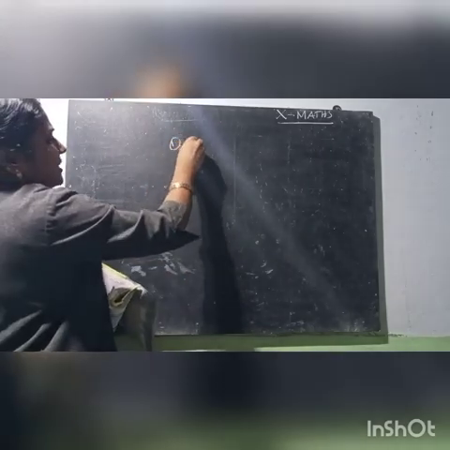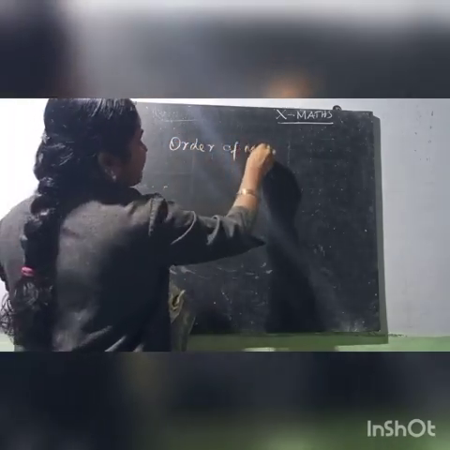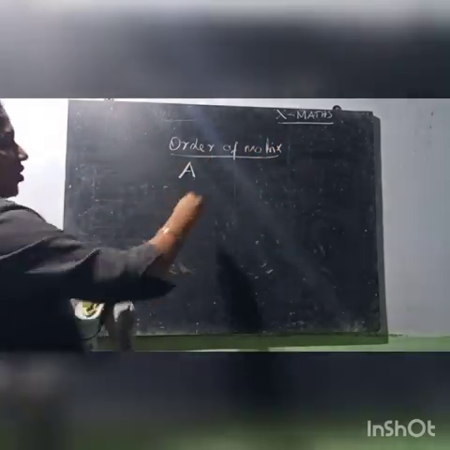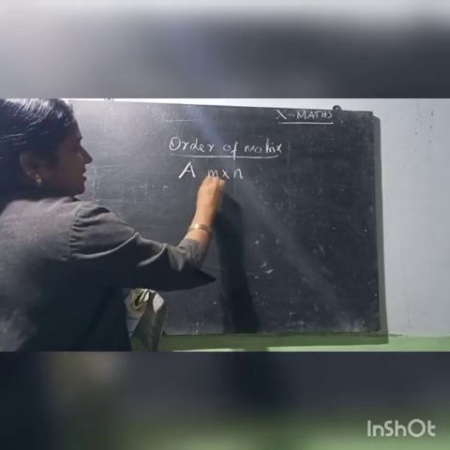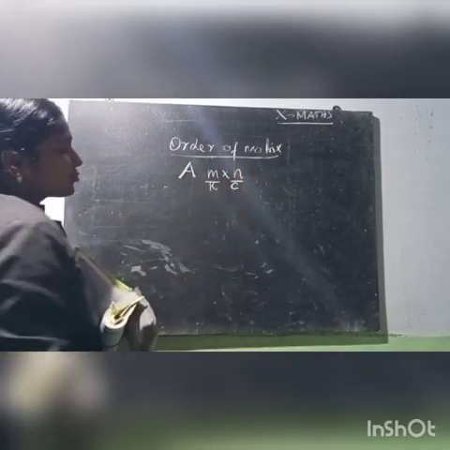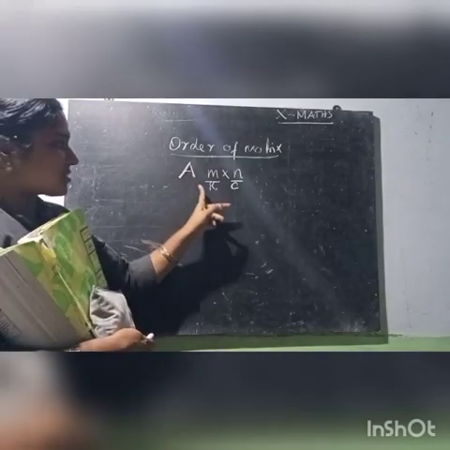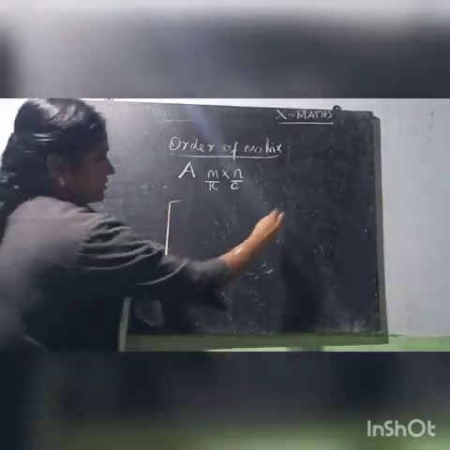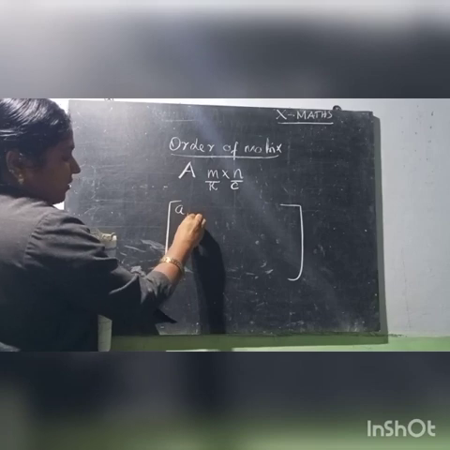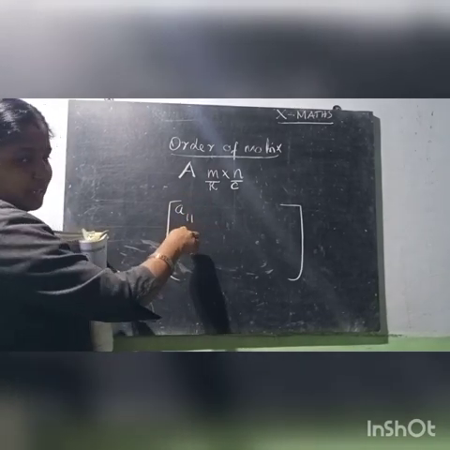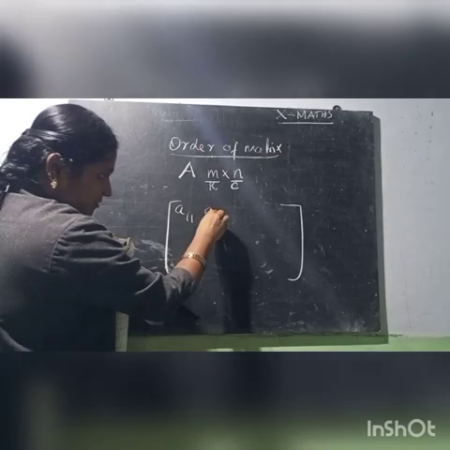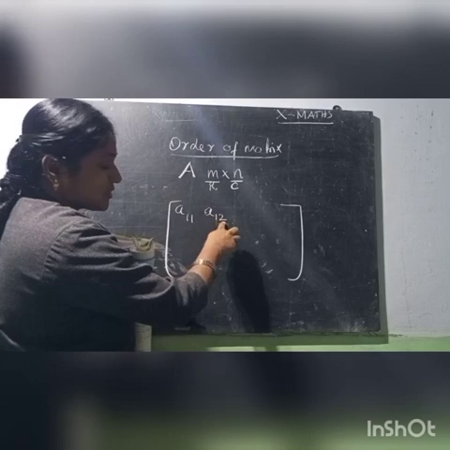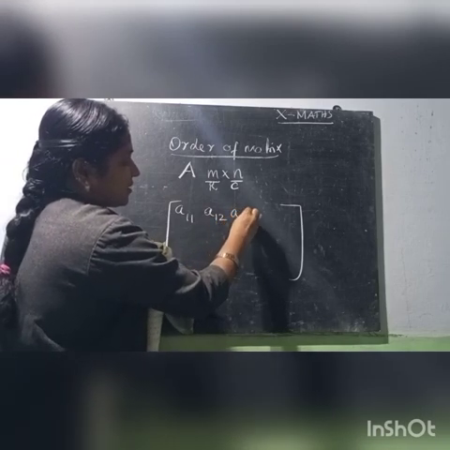Now we are going to see the order of a matrix. Now I am selecting matrix A, and its order is M cross N. This is the number of rows and this represents the number of columns. So matrix A consists of M rows and N columns. So I can write the first element A11 because this is the first row, first column element. Then the second element, same first row and second column, so A12 means first row, second column element. Then next A13. So it will go like this.